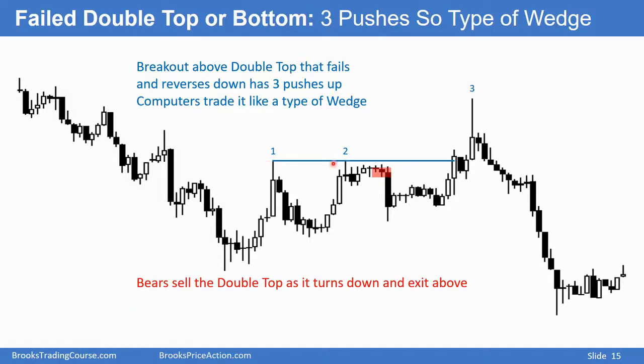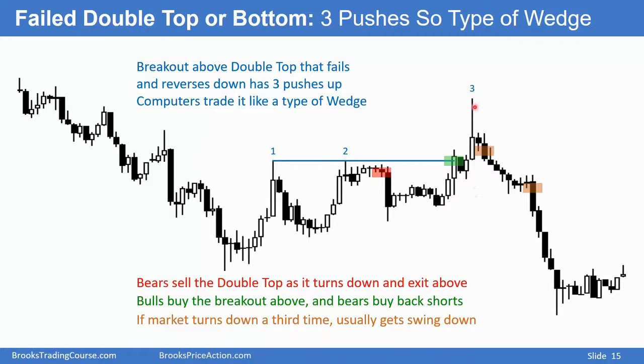Bears, they see a double top bear flag, they'll sell the reversal down, and a lot of them will put their stop just above the double top, and they'll get out here as the market is going above the double top. The bears will buy back their shorts, and the bulls will buy as well. The bulls see it as a bull breakout above a double top, and they expect a measured move up. However, the market then reversed down, a big tail, and now a bear bar.